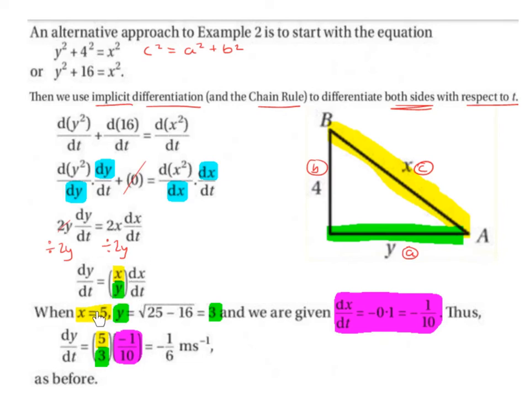When x is equal to 5, y is equal to root 25 minus 16, which is 3. So the x is going to be 5 and the y is going to be 3. And we are given dx dt equal to minus 0.1, which is minus a tenth. So we swap x for 5, y for 3, and dx dt for minus 1 over 10. And multiplying, we get minus 1 over 6 meters per second, as we did before.